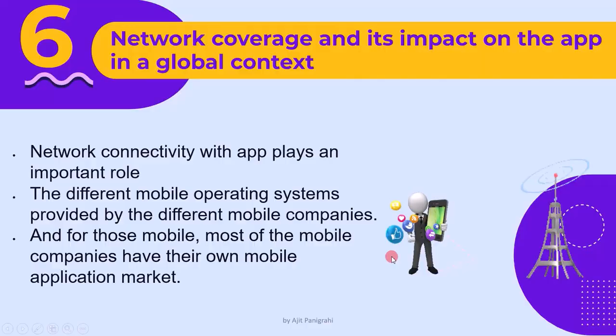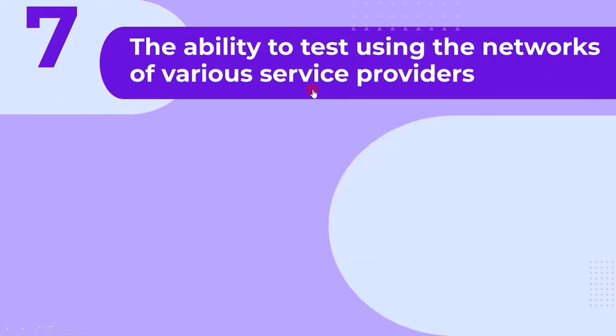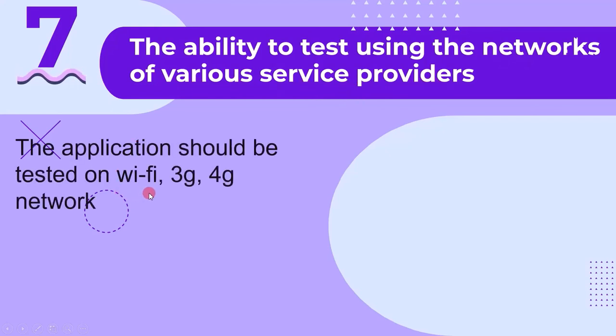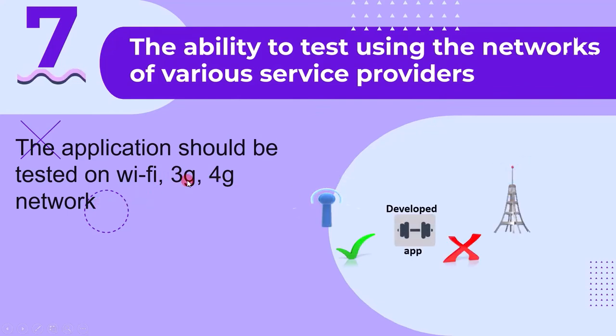The seventh risk is the ability to test using the networks of various service providers. The application should be tested on Wi-Fi, 3G, and 4G networks. It might be possible that the application works well on Wi-Fi, but is not functional on the SIM card. This will lead to risk. While making a test strategy, one needs to consider this.